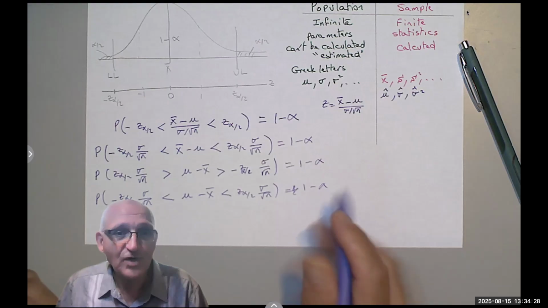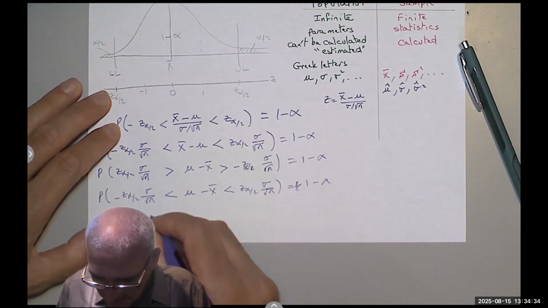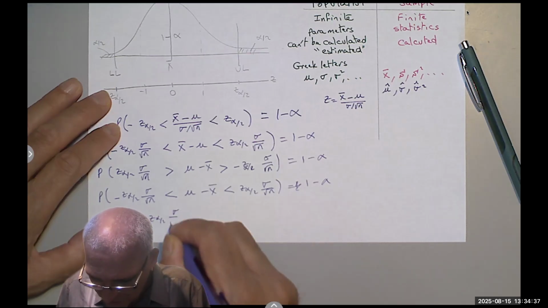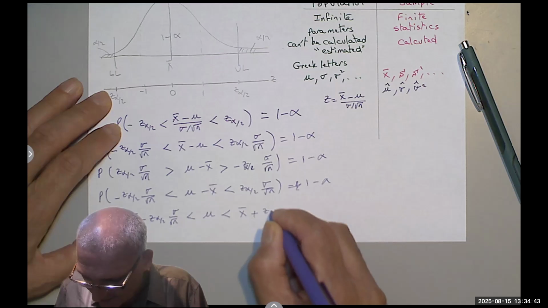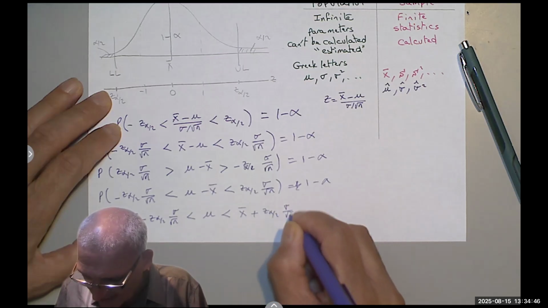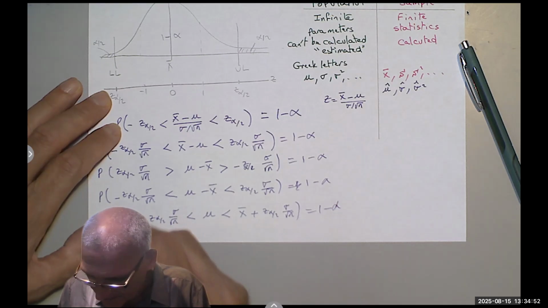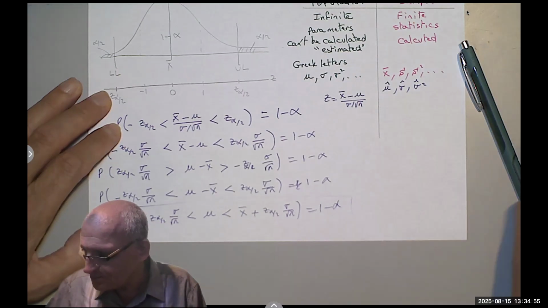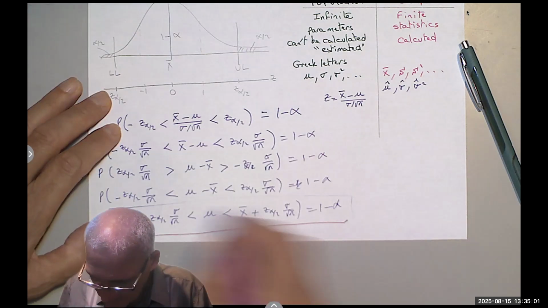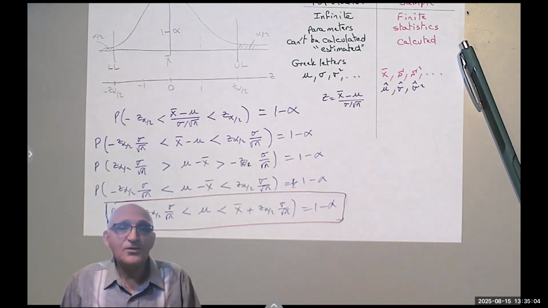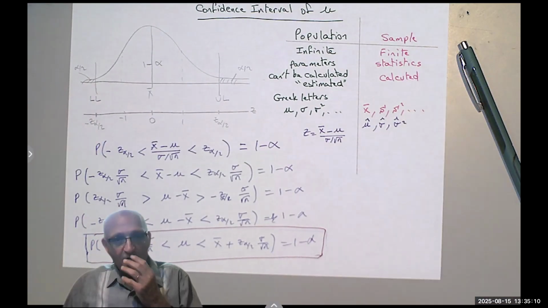And finally, you are going to add x bar to each side. So you say the probability that x bar minus z alpha over 2 sigma over root n is less than mu, is less than x bar plus z alpha over 2 sigma over root n is your 1 minus alpha confidence interval. This is called the 100 times 1 minus alpha percent confidence interval of mu.